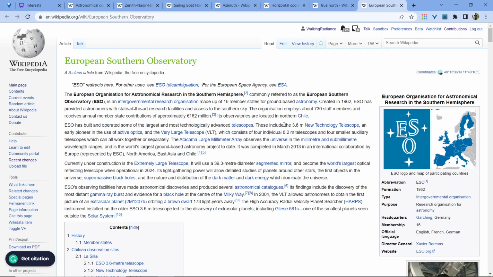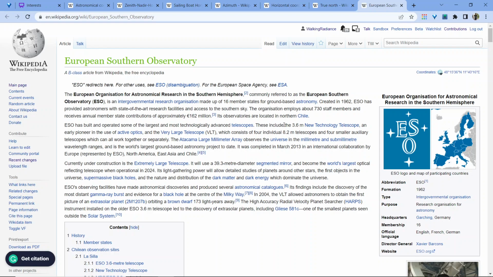It was completed in March 2013 in an international collaboration by Europe, represented by ESO, North America, East Asia, and Chile. Currently under construction is the Extremely Large Telescope. It will use a 39.3-meter diameter segmented mirror and become the world's largest optical reflecting telescope when operational in 2024. Its light-gathering power will allow detailed studies of planets around other stars, the first objects in the universe, supermassive black holes, and the nature and distribution of the dark matter and dark energy which dominate the universe.